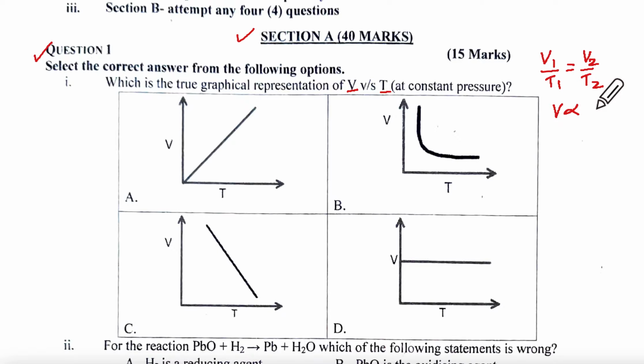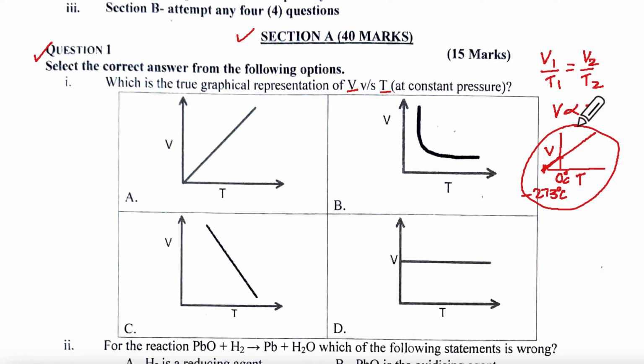the volume of a given mass of dry gas is directly proportional to the absolute temperature, which means if we have volume here and temperature here, it should go this way. Understood? At 0 degree C it will have some volume, but if it is produced backwards, it will meet at minus 273 degrees C. Do you remember this part?